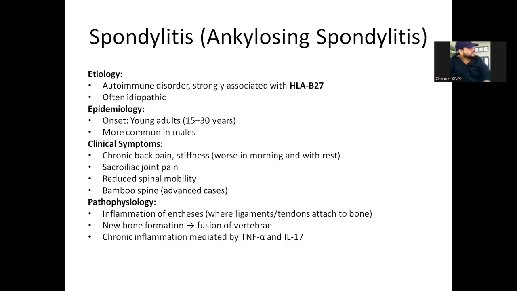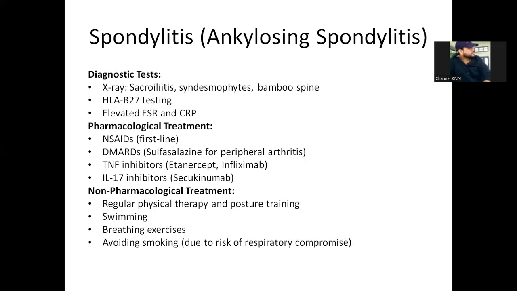Next, pathophysiology: mainly it causes swelling of the enthesis. Enthesis is where the ligaments and tendons are attached to the bone. The swelling occurs exactly at that region, and that is the inflammation. It also occurs due to new bone formation, which leads to fusion of vertebrae. Chronic inflammatory mediators like TNF alpha and interleukin 17 are also a reason for this spondylitis.